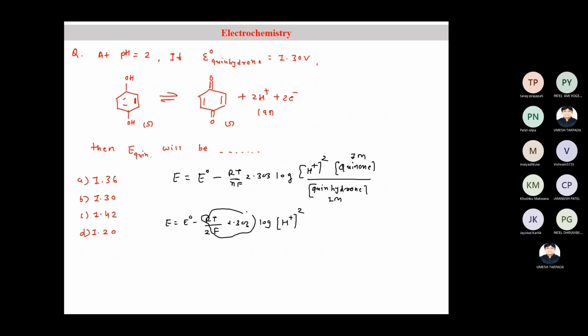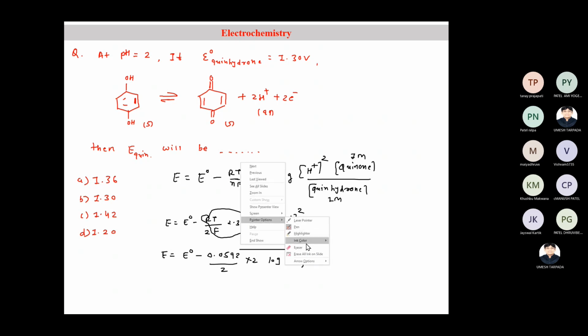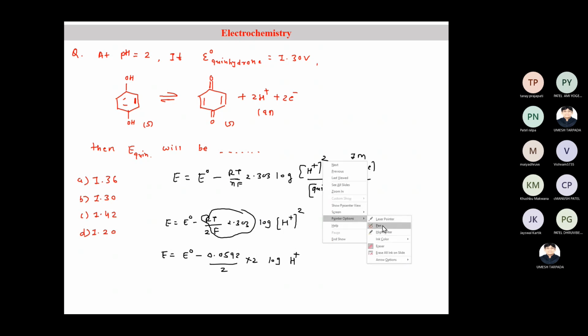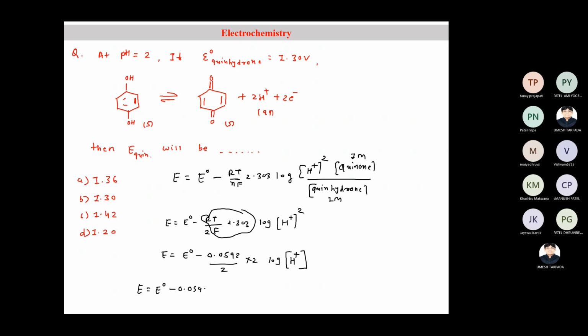If you put in all the values for RT, it's 0.0592 upon 2, and here the power 2 will come in front, it becomes log H plus. The two cancel out, so E is equal to E standard minus 0.0592.